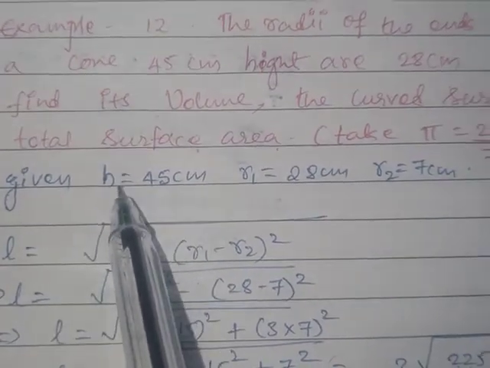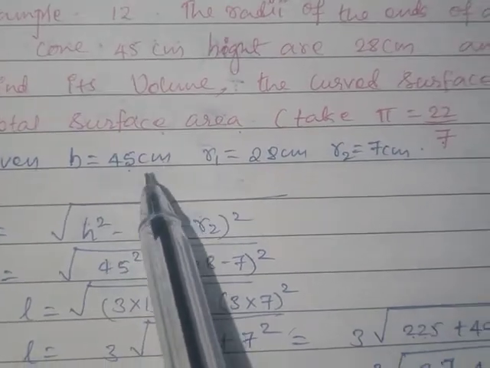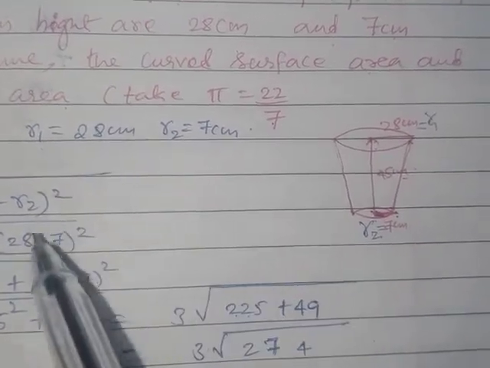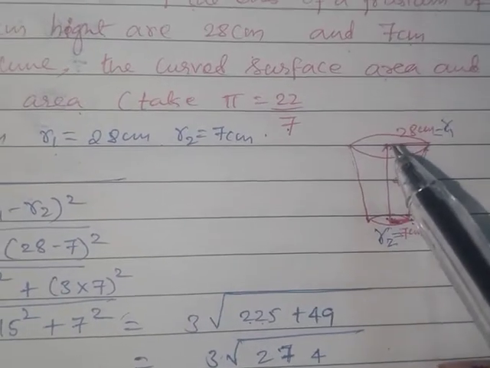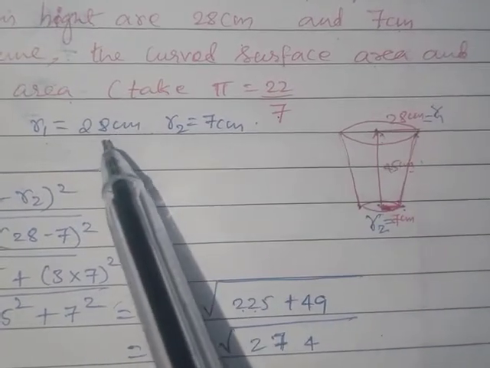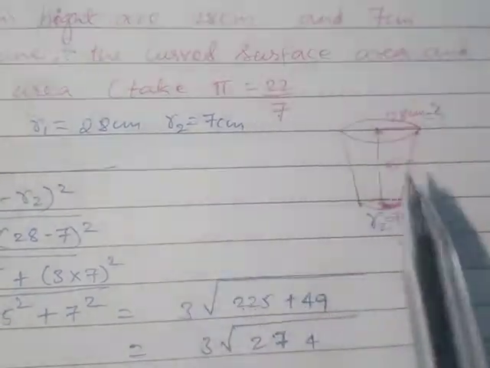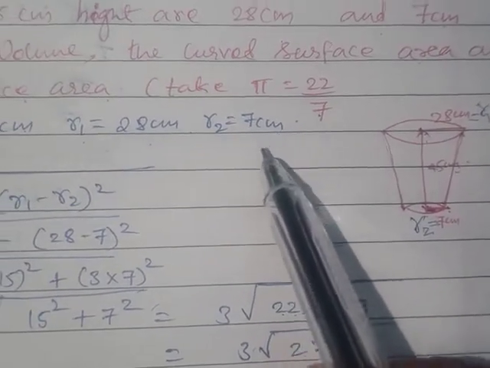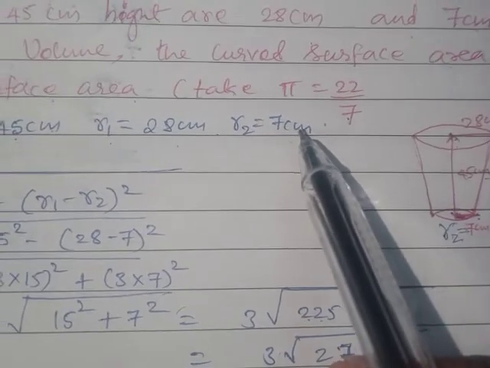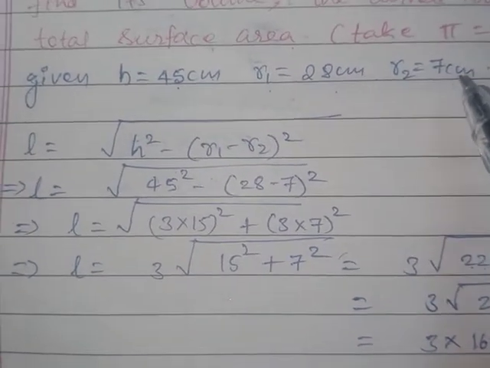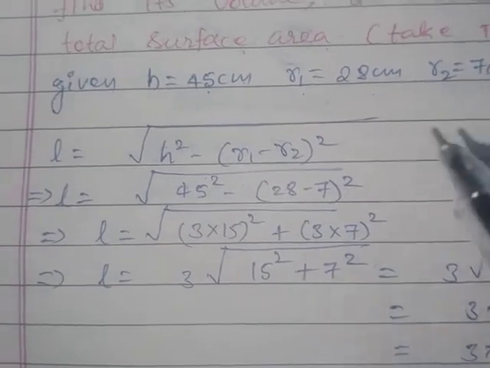Given: the height of the frustum of the cone is 45 centimeter, R1 is equal to 28 centimeter. R1 is the larger radius, 28 centimeter. R2 is the smaller radius, that is 7 centimeter. If we substitute all this data in the formulas, we can find the slant height, curved surface area, total surface area, as well as the volume of the frustum of the cone.